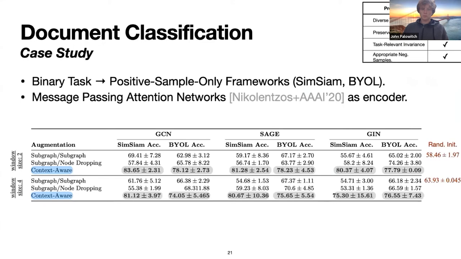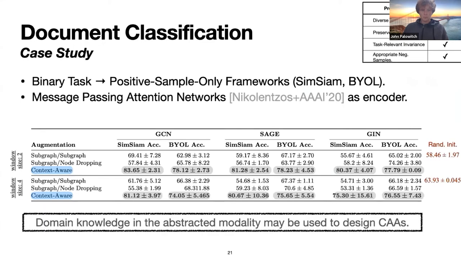We find that across two different window sizes and several different convolutional layers, content-aware augmentations substantially improve performance over domain-agnostic augmentations. Our case study demonstrates that using domain knowledge in an abstracted modality, natural language in this case, can be used to design content-aware augmentations. Given that graphs are often used to represent structured data from different modalities, this simple strategy may be quite helpful to practitioners in designing strong augmentations.